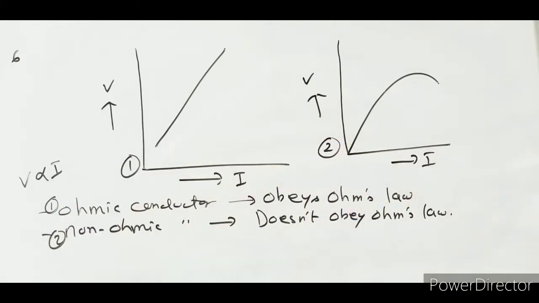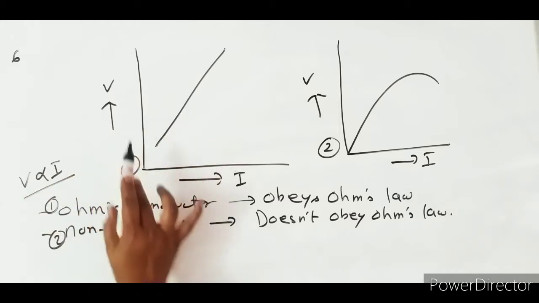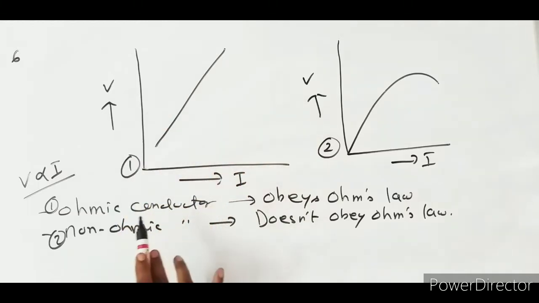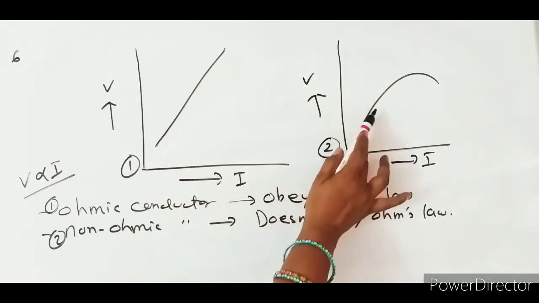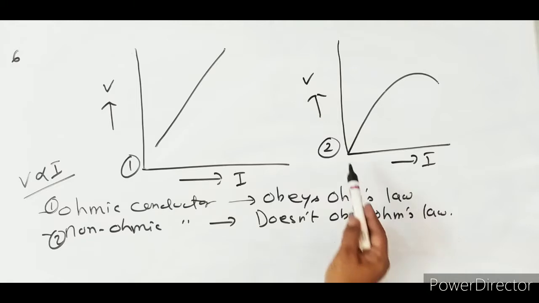This one is for the ohmic conductor. As it obeys a directly proportional law, as the voltage goes on increasing, the current also increases. For the non-ohmic conductor, for some time it will increase, after that it decreases, and after that it can again increase. So that is your ohmic and non-ohmic conductor. Clear? Then let us see the next one.